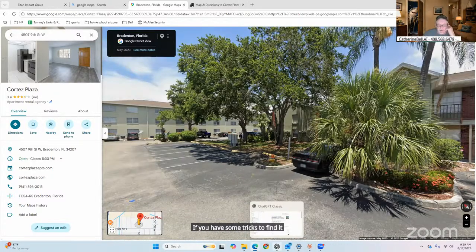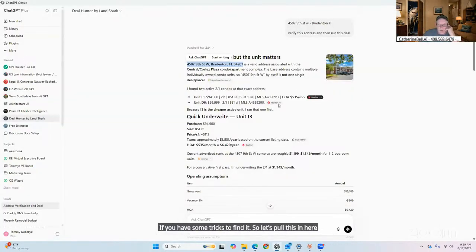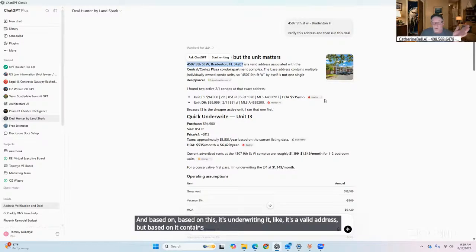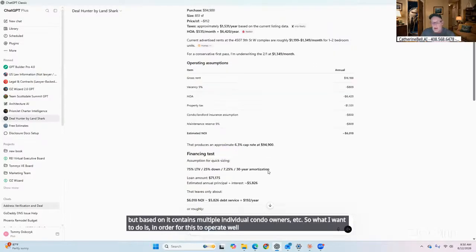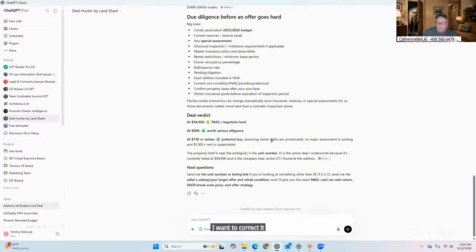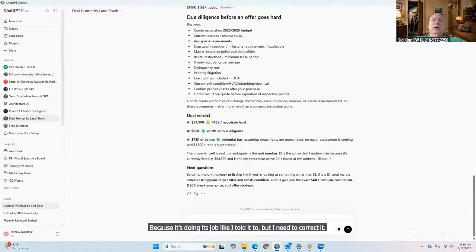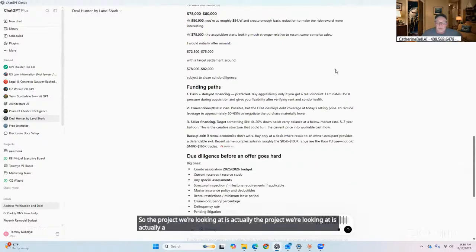So let's pull this in here. Based on this, it's underwriting it like it's a valid address, but it contains multiple individual condo owners, etc. In order for this to operate well, I want to correct it. It's doing its job like I told it to, but I need to correct it. The condos are definitely not part of what we're looking at. The project we're looking at is actually a different owner.